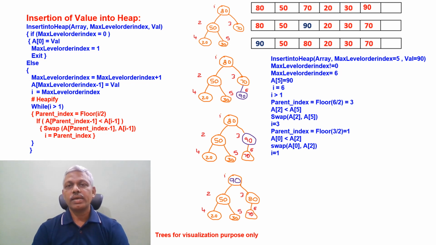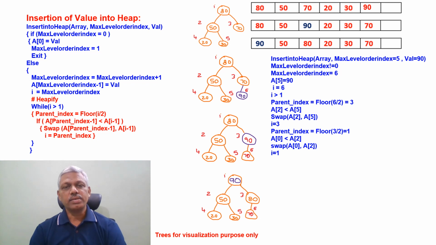Here is an example. 80, 50, 70, 20, 30 are the values, and you can observe the binary tree also, it being a complete binary tree. And then if we want to add the node 90 at the end, that becomes the 6th level order index. We need to add it as the last element. So the last element being 6, that is added as the left child of parent 3, 70.